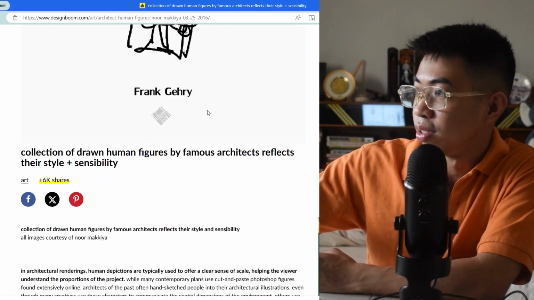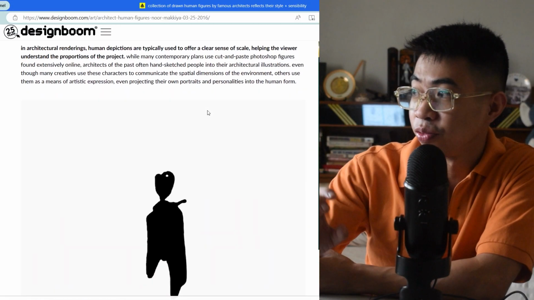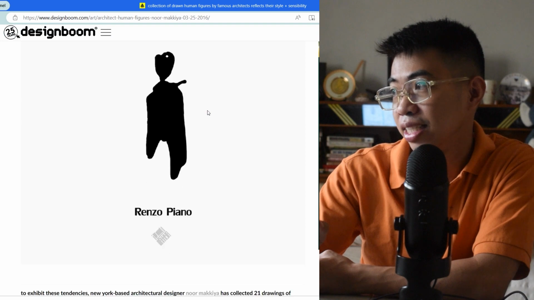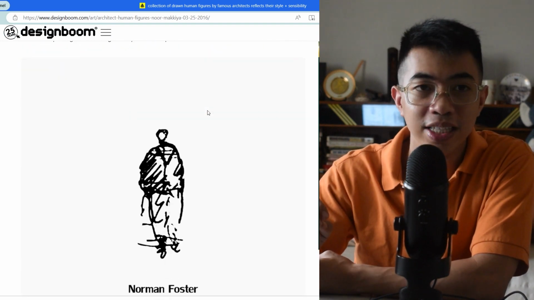So another article, because I found not just one article, but these are just some of the things that I really find interesting. And one of those is also the collection of, this is from Design Boom. So its headline is Collection of Drawn Human Figures by Famous Architects Reflects Their Style and Sensibility.